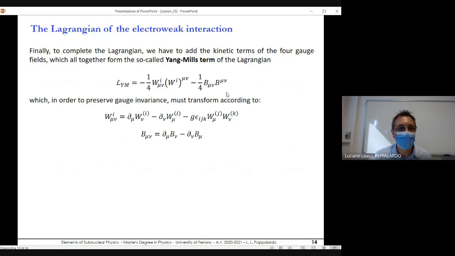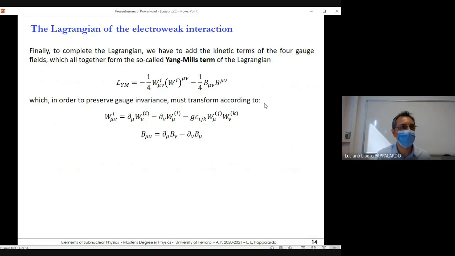The kinetic term of the gauge bosons, right? So minus 1/4 W_μν W^μν and minus 1/4 B_μν B^μν. These are tensors, okay? These are not gauge bosons, they are tensors. And all this sector of the Lagrangian is called the Yang-Mills term.